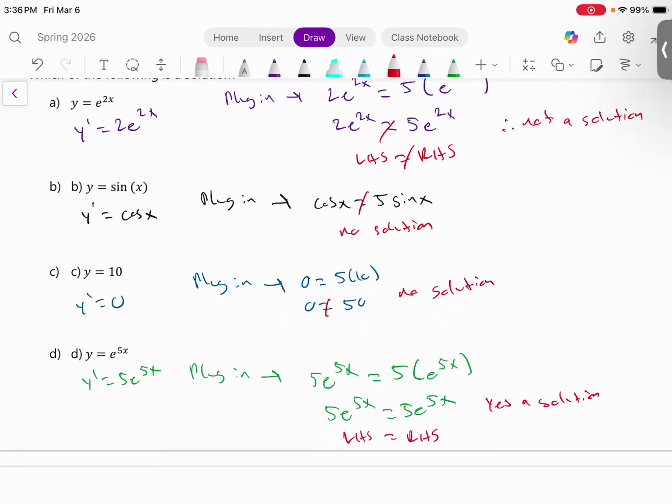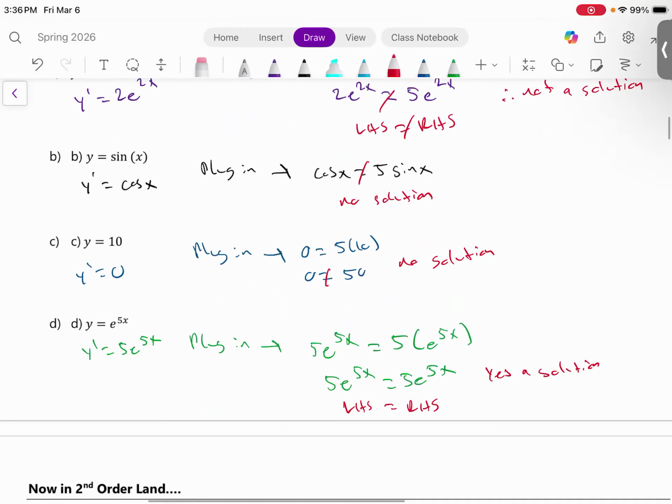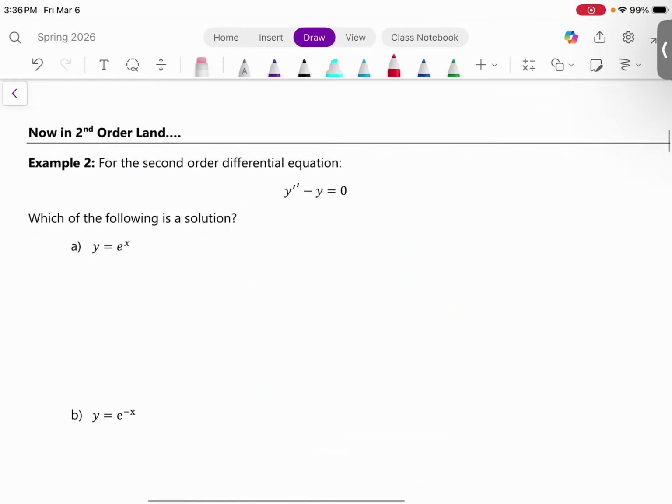Okay, so this is us in first order land verifying a solution. So let's take it up a notch. Let's move into second order land, and let's see if we can verify some solutions for the second order differential equation y double prime minus y equals 0.